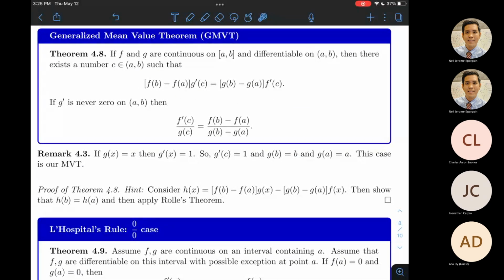Okay? Sige, dalawa na lang yung natitirang theorems na kailangan nating i-prove bago natin isarado ang chapter na ito ng 155. Dalawa na lang, guys. So, siguro 2-minute break muna tayo.